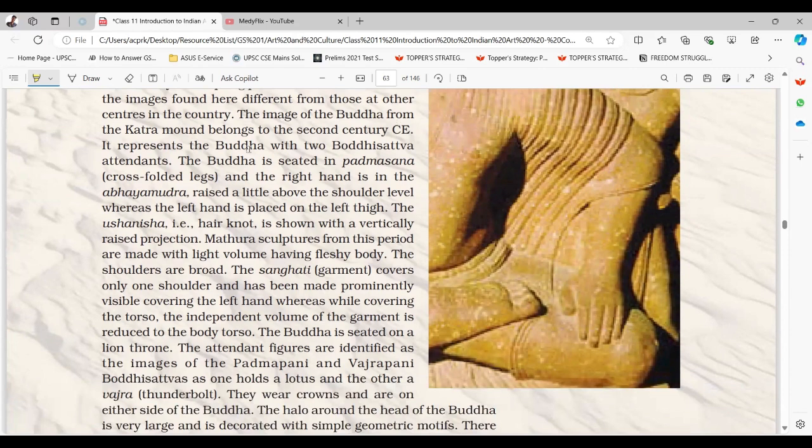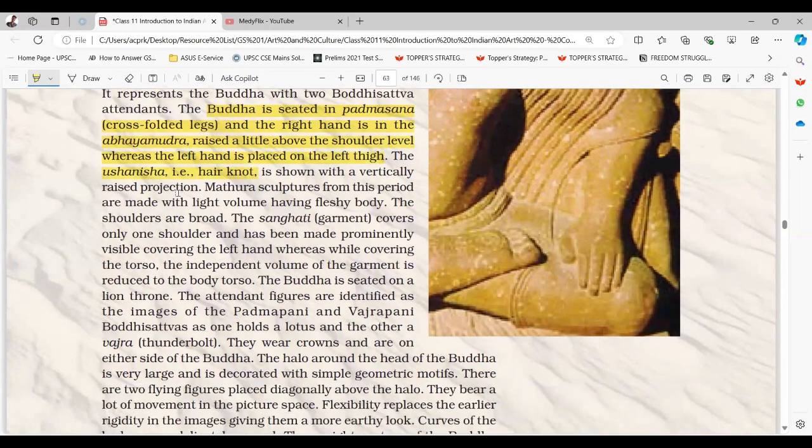It represents the Buddha with two Bodhisattva attendants. The Buddha is seated in Padmasana, cross-folded legs, and the right hand is in the Abhaya Mudra, raised a little above the shoulder level, whereas the left hand is placed on the left thigh. The Ushnisha, that is the hair knot, is shown with a vertically raised projection.